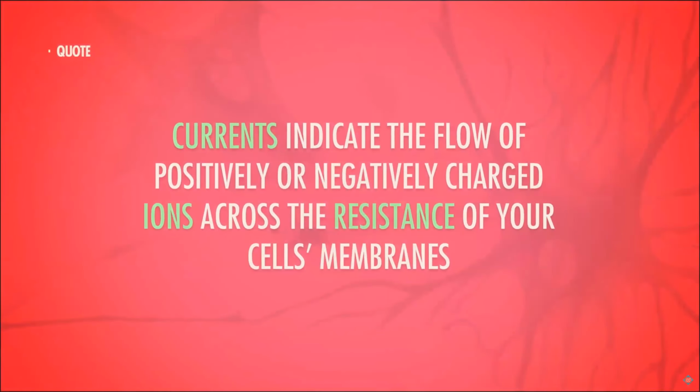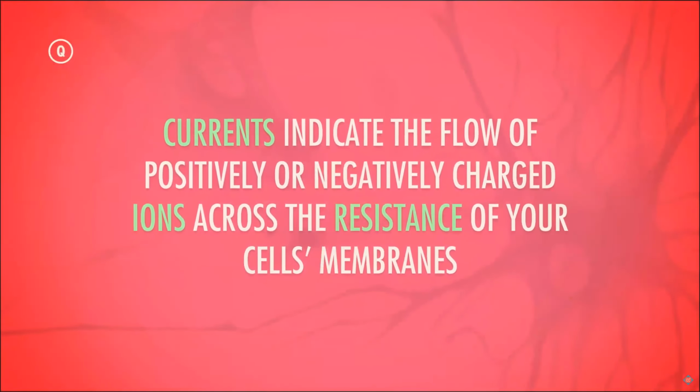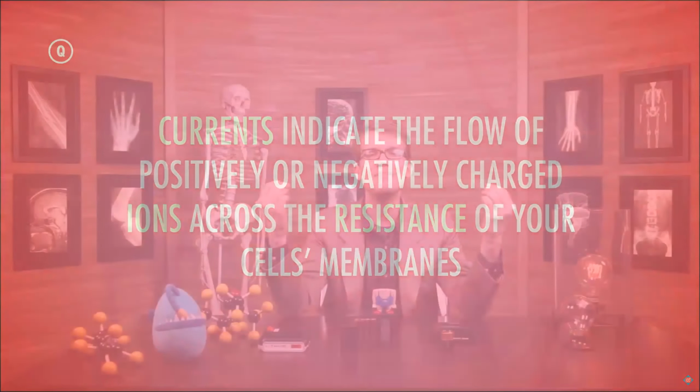Now, when we talk about these concepts in terms of you, we're typically talking about how currents indicate the flow of positively or negatively charged ions across the resistance of your cell's membranes. And again, these membranes separate the charges, so they're what provide the potential to convert the electricity into something useful. Okay, now that we got electricity 101 down, let's see how it works inside your nervous system.